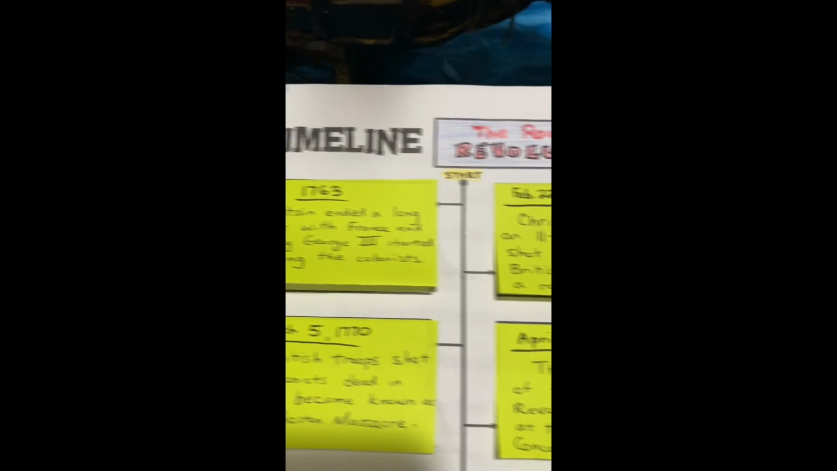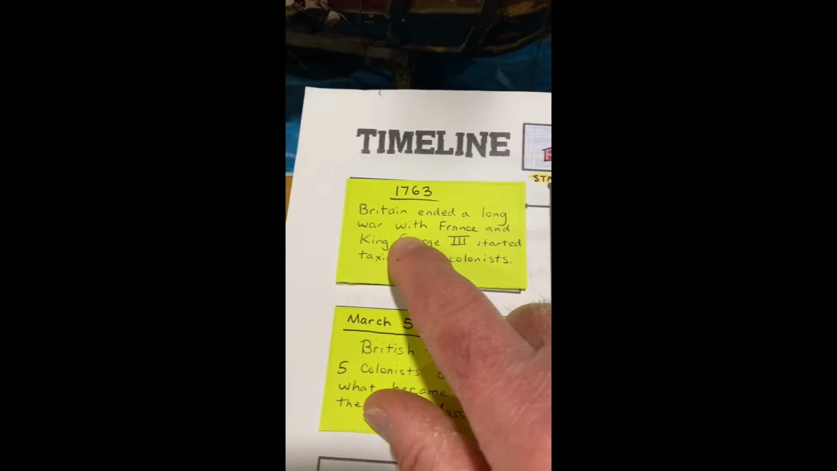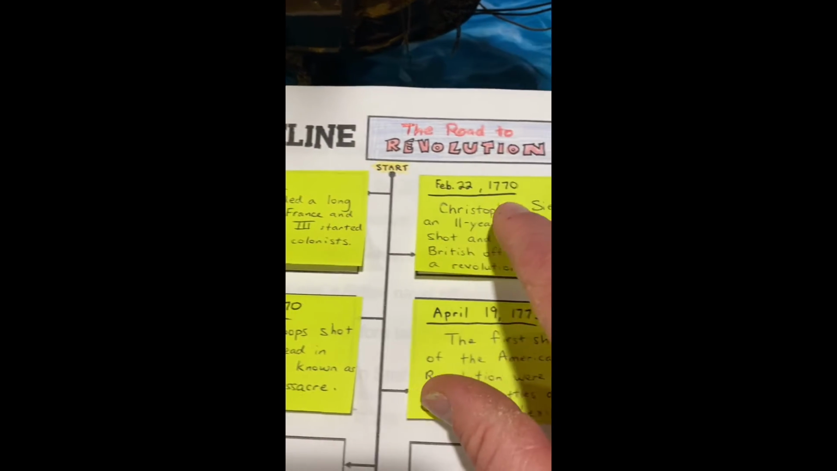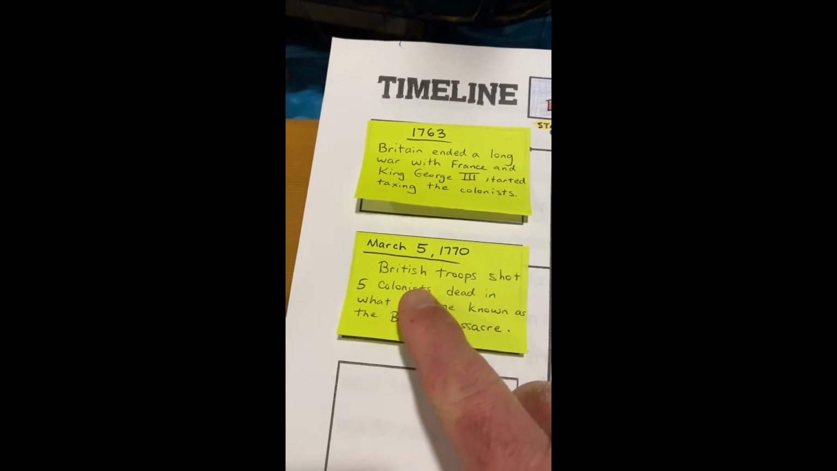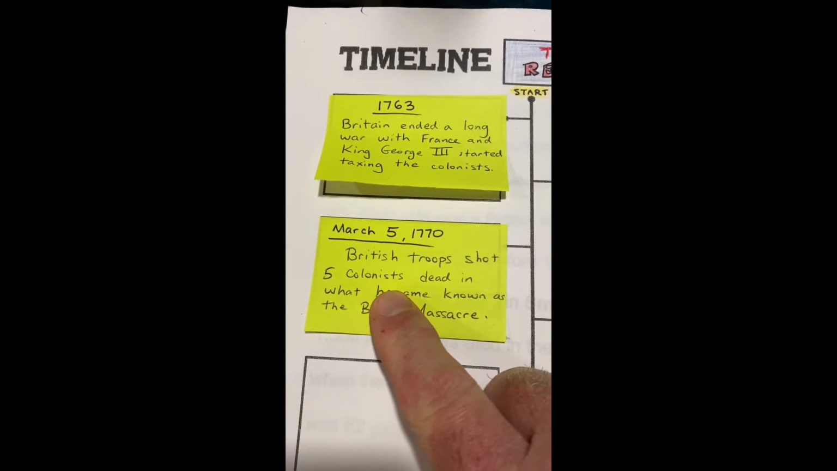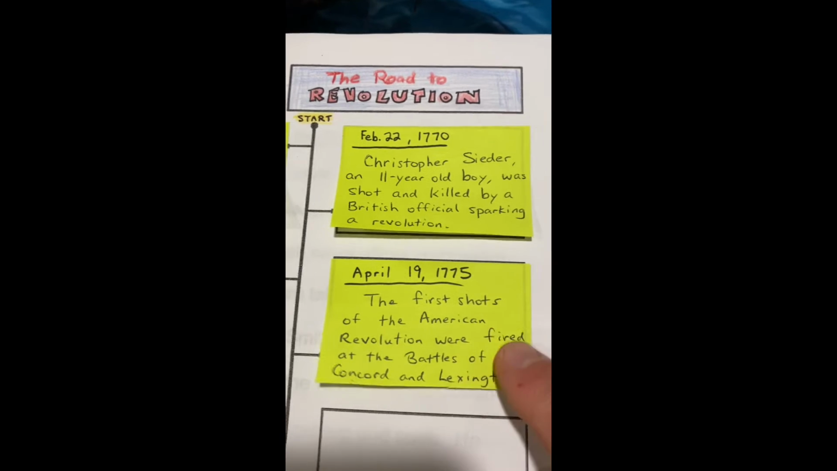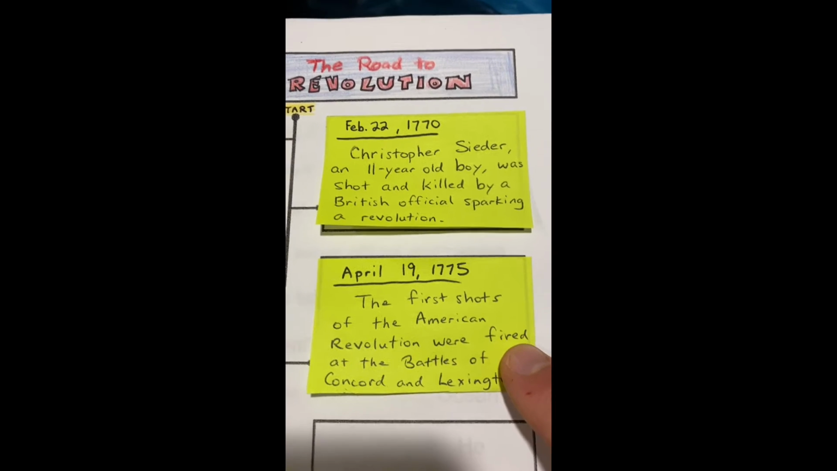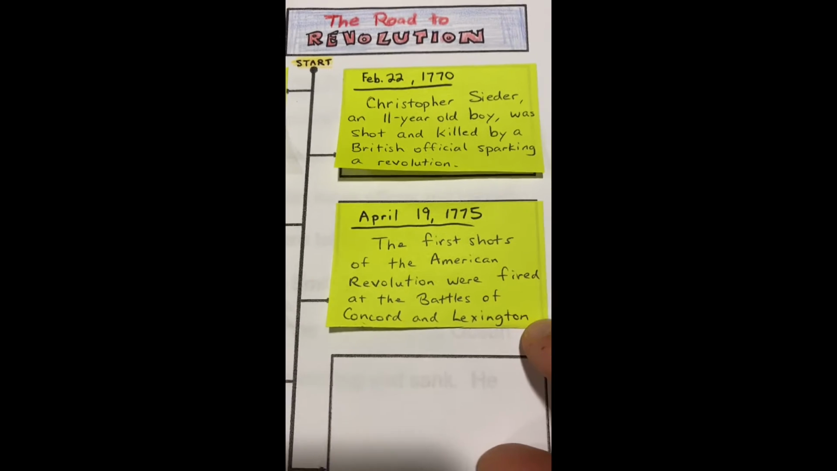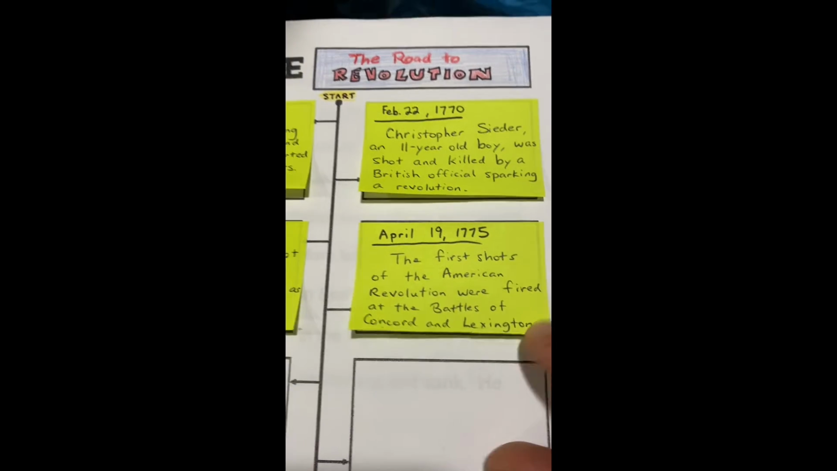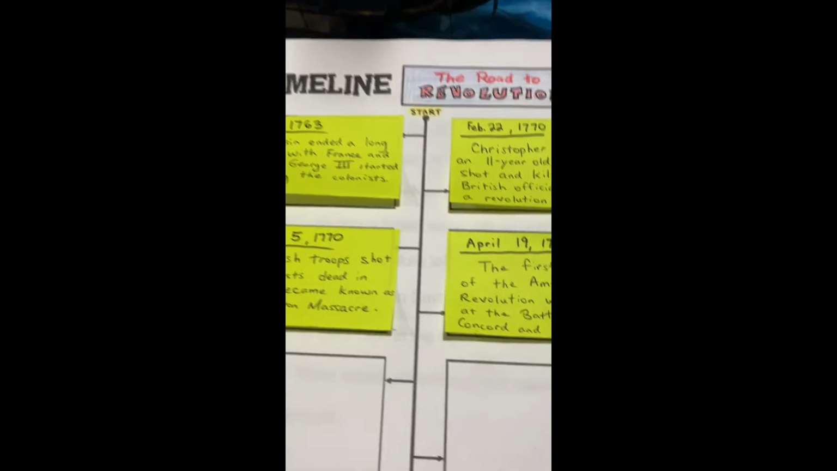So those events in order from the very oldest, when they ended their war with France, to the boy being shot, to the Boston Massacre when more people were killed after the funeral, to when the first shots of the actual battle of Concord and Lexington were fired. So our sequence of events or chronological order follows in that way.